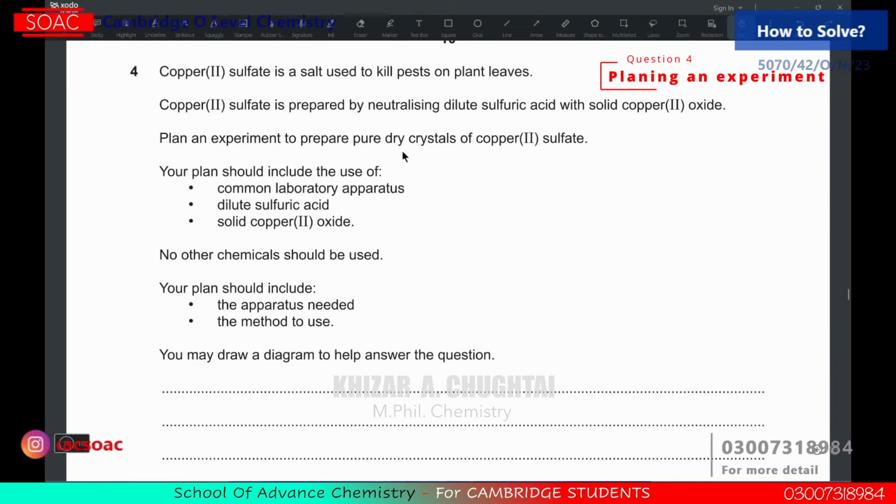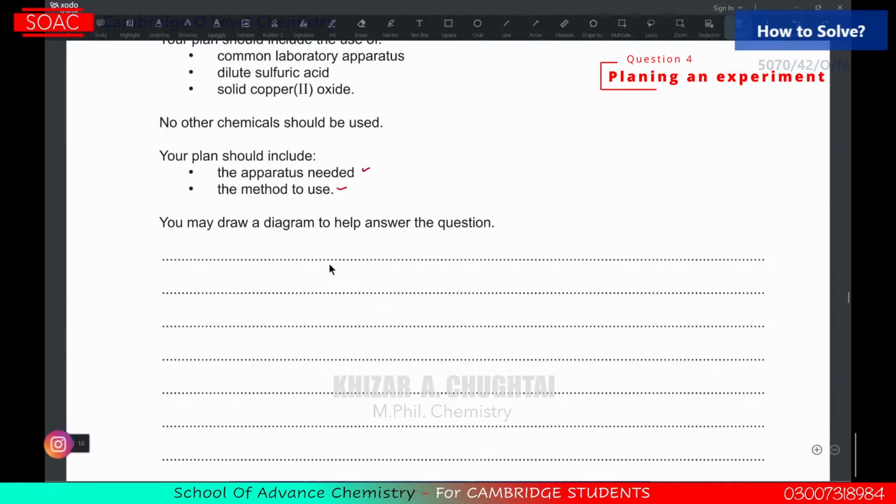So basically, these are the main points of this planning. We will use common school or college laboratory apparatus, dilute sulfuric acid, and we are given solid copper 2 oxide. No other chemical is allowed. And what is the arrangement of the planning? Number 1, we will explain the apparatus that is needed, then the method that is to be used. So first of all, I'm going to write the list of apparatus.